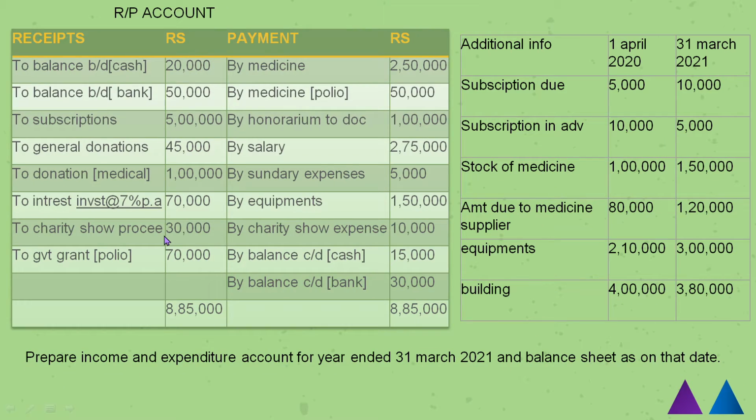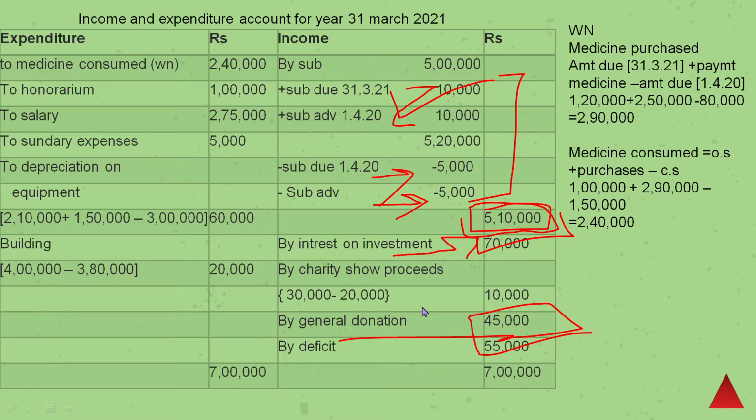Here they've given charity show proceeds as 30,000 and charity show expenses as 10,000. So we had the money for charity. We got the money from charity show 30,000 and we spent on charity show 10,000. So now our total charity show proceeds left with us is going to be 10,000, because 30,000 minus 20,000 gives us 10,000. So that is how we got the income side of our income and expenditure account.